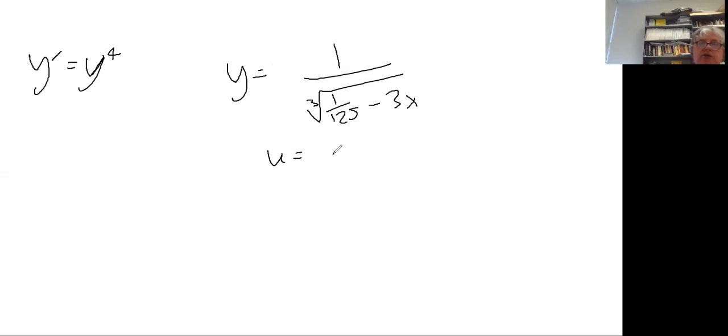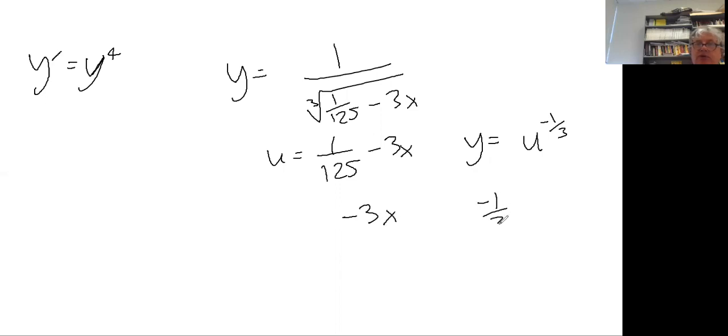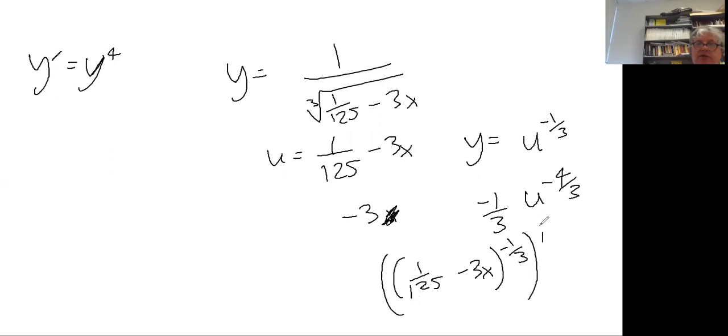Well, again, we use the chain rule. And we get y equals u to the minus 1/3. Derivatives, we get minus 3 and minus 1/3. So you see those things are always minus 3, minus 1/3. And then u to the minus 4/3. So when we multiply these together, we get u, which is 1 on 125 minus 3x, to the minus 4/3, which is minus 1/3 to the power 4.